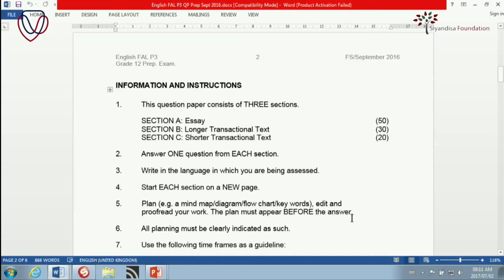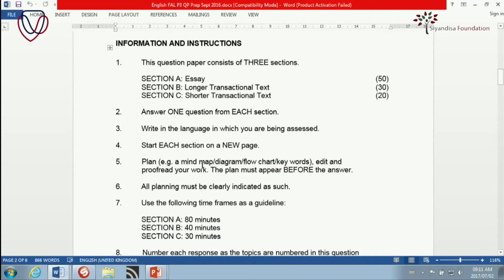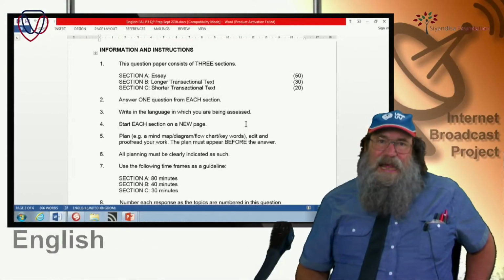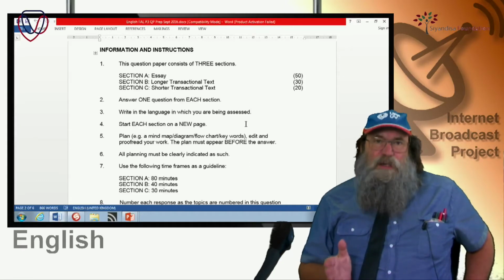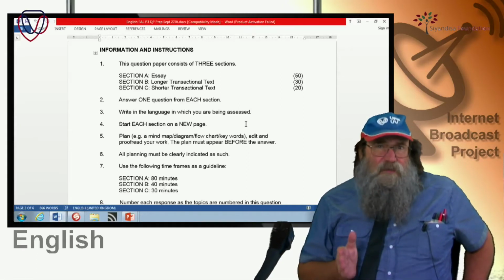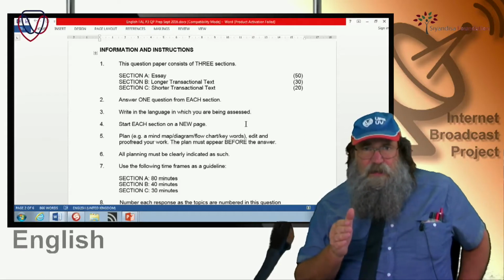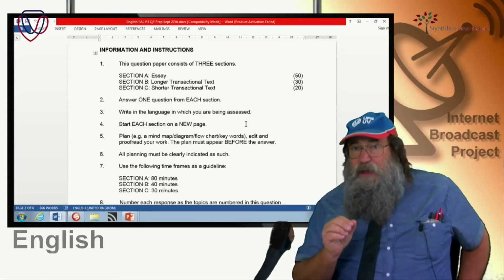Good? Now, planning, point five, planning. It says here, plan, edit, and proofread your work. Right, now, planning. It says here, mind map, diagram, flowchart, keywords. I am not in favor of mind maps, and we're going to look at this in a few minutes. I like to plan paragraph by paragraph. For me, that works best. And to most of the people that I've shown this, it works best for them also.